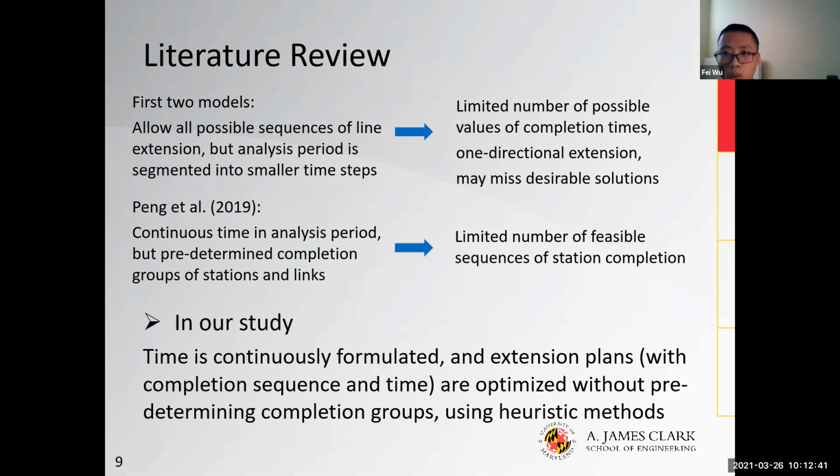So we may try to overcome these limitations in our study with continuously formulated time, and also we can optimize the extension plans without predetermining the grouping of completing the stations and links.